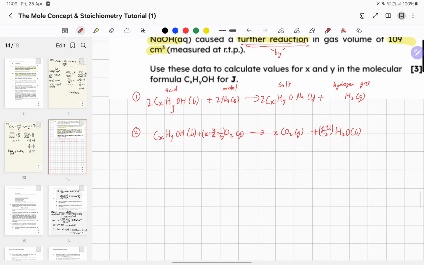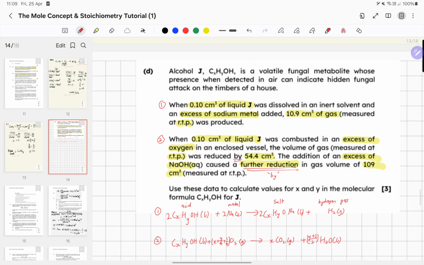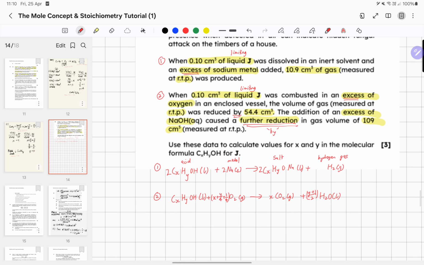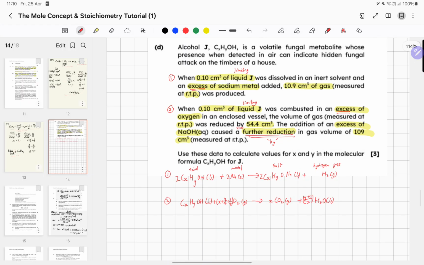Then afterwards we decide what is the limiting reagent and excess reagent. It's clear that the limiting reagent here is liquid J. This one is also liquid J, because you can clearly see excess sodium metal and excess oxygen, so they settle the limiting reagent for you. Then we're going to see what kind of formulas we can apply for this equation. So maybe we start off with reaction 1.